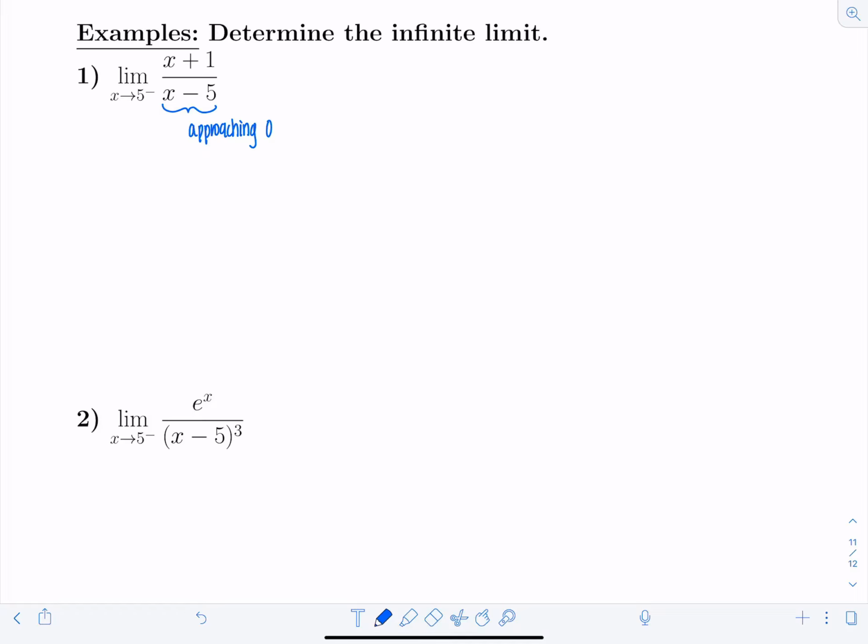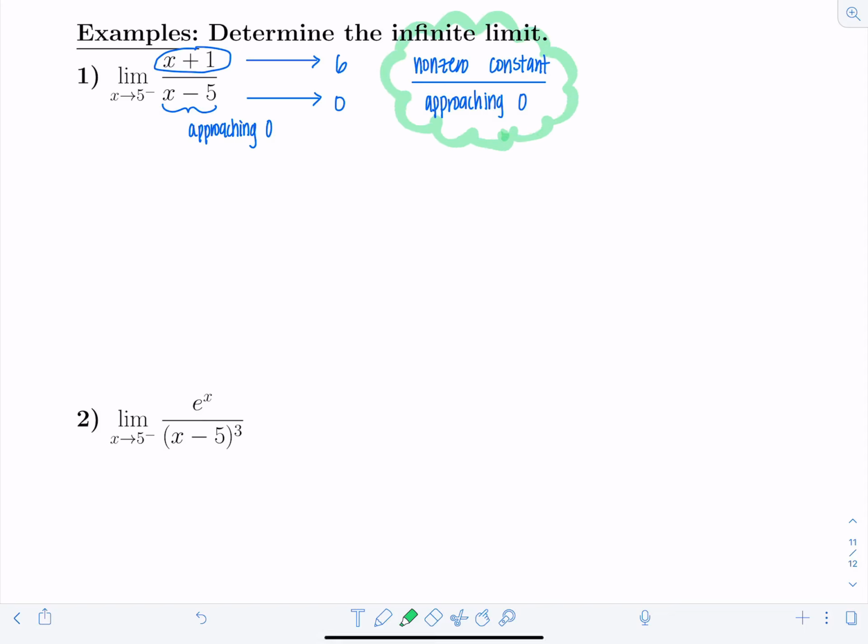Why do I want to know that? Well, let's think about it. The numerator, as x gets close to 5, is getting close to 6, and the denominator is getting close to 0. So if you have a non-zero constant over something that's approaching 0, think about what's happening to the entire quantity. If the denominator is getting smaller and smaller and smaller, then that means this expression is getting bigger and bigger and bigger. So this is either going to approach positive infinity or negative infinity. So what I want to know is it approaching through positive values or negative values as it gets bigger and bigger and bigger?